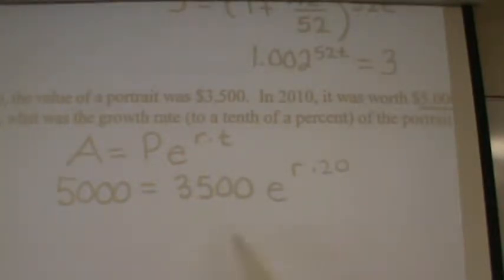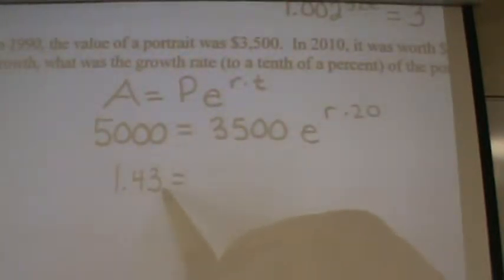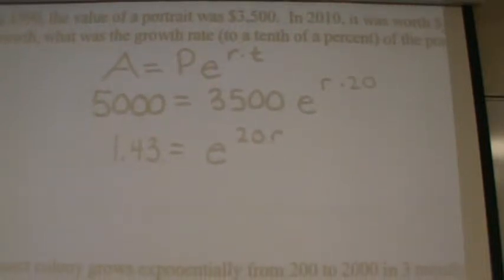So divide by, do 5,000 divided by 3,500. What do you get? 5,000 divided by 3,500. You could knock the two zeros out, but you get 1.43. So you get 1.43 equals e to the 20r power. Now what do you do? Write this in log form. What does it look like in log form?